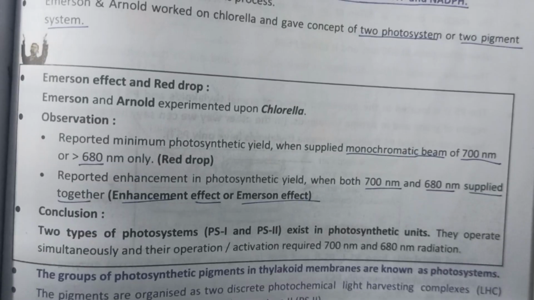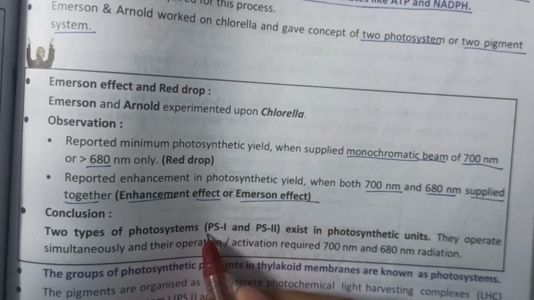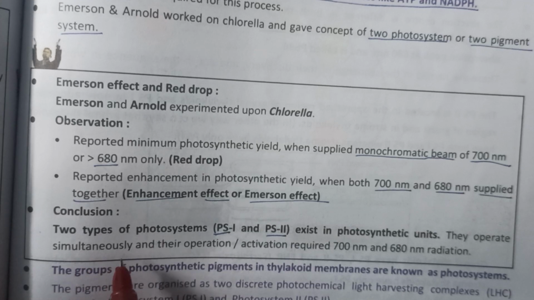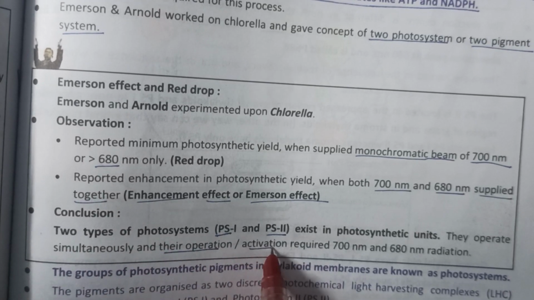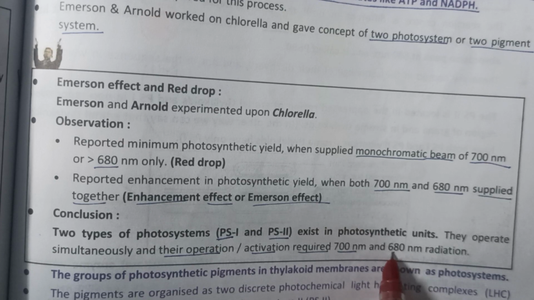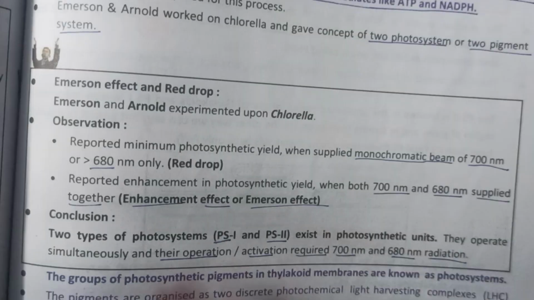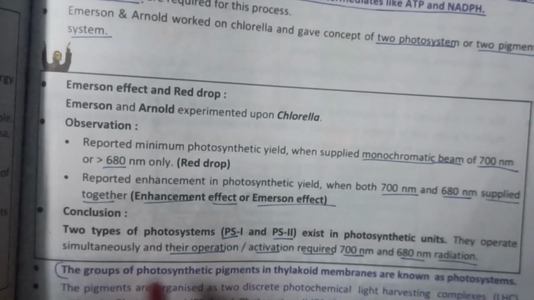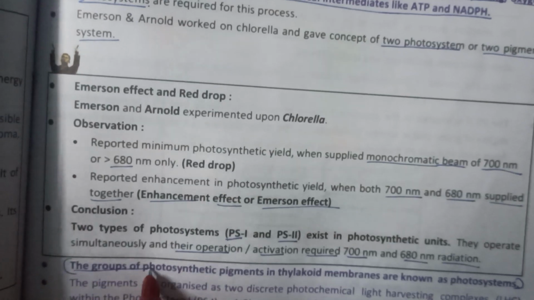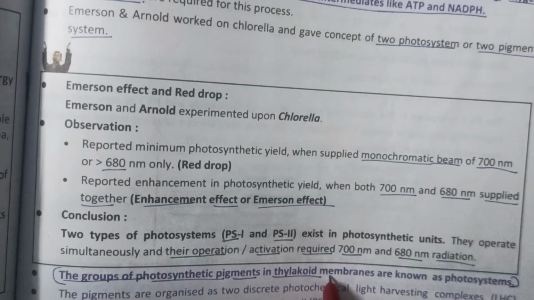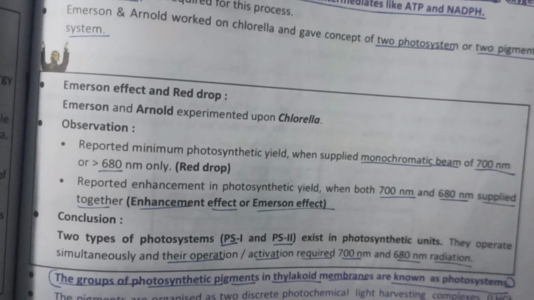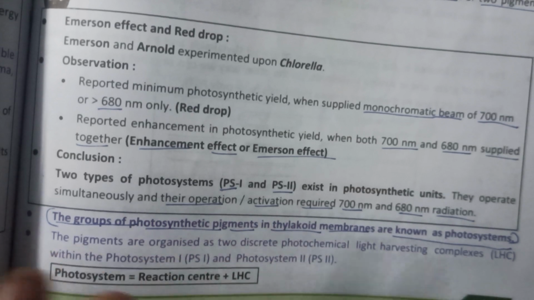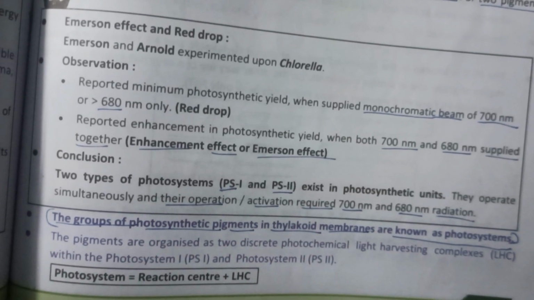So from this, what is the conclusion? Two types of photosystems, photosystem 1 and 2, exist in photosynthetic units. They operate simultaneously and their activation requires 700 nanometer and 680 nanometer radiation. And the group of photosynthetic pigments in thylakoid membrane are known as photosystems. So what are photosystems? They are nothing but a group of photosynthetic pigments in the thylakoid membrane.